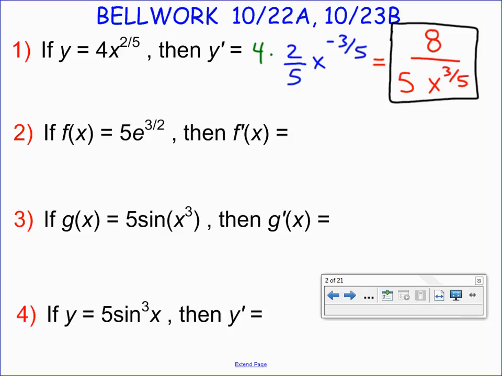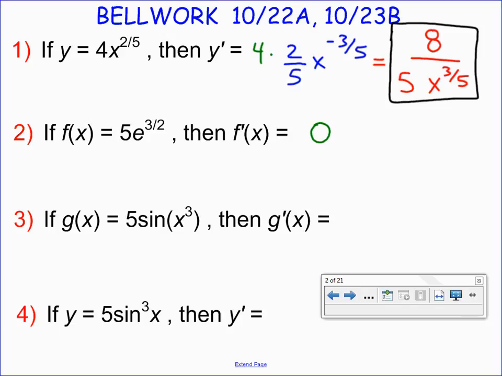Okay, then how is that different than number 2? So how is that problem different than number 2? Jake? There's no variable present. Absolutely. There's no variable present in number 2, and so f of x equals 5e to the 3/2 is a constant function. And what's the derivative of any constant, Michaela? 0. 0, and so number 2 should be 0.